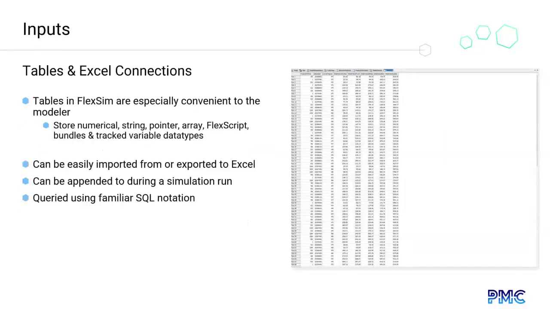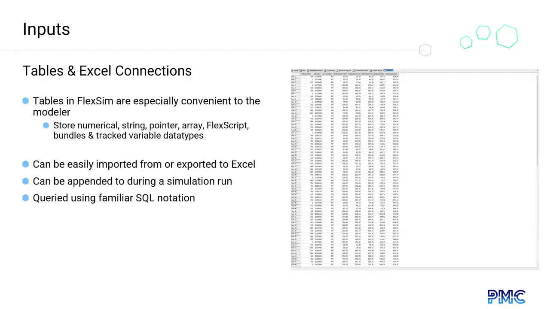Next, we have tables. Tables are a big part of, I think, every simulation model. And FlexSim tables are, again, really nice and convenient to use. We can store every kind of data that we would need. So, numerical data, strings, pointers for objects, so that you can use a table for routing, which is something I've done quite a bit, especially when you have different parts with different routes. You can store arrays, little bits of FlexScript, and then some other specialized data types.